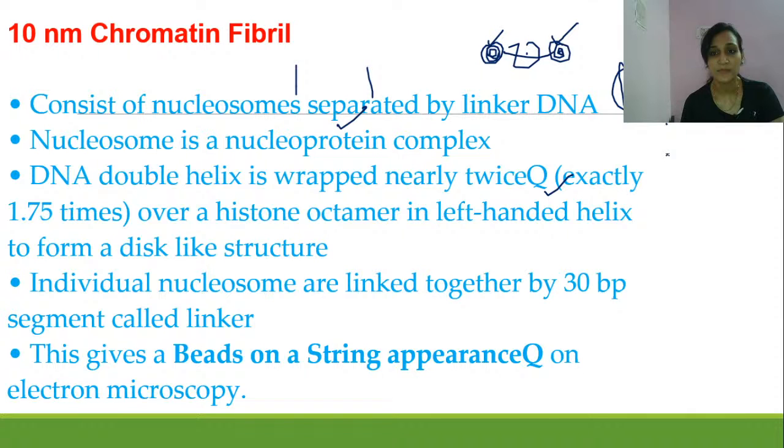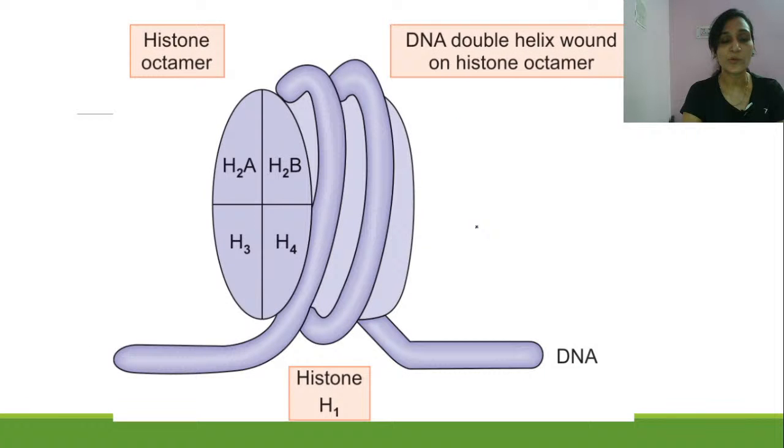So, they are left-handedly bound on the protein. Then there is a linker segment which is 30 base pairs long, and it gives a look like beads on a string when seen through the electron microscope. So this is about the 10 nanometer chromatin fibril. I hope we are understanding what we have learned till now. This is the diagram, how it will actually look.